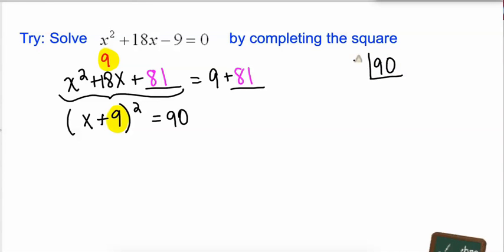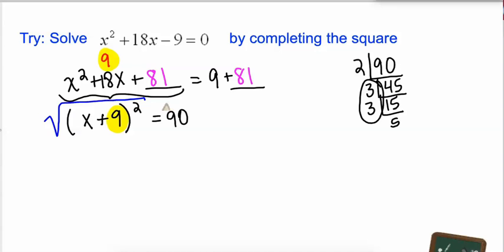Now I'm going to break 90 down: 2 times 45, 3 times 15, 3 times 5. So I have 9 times 10. The square root of 9 is 3. And then I'm going to have a 10 left over. So when I square root both sides, I have x plus 9 equals plus or minus 3 times the square root of 10.